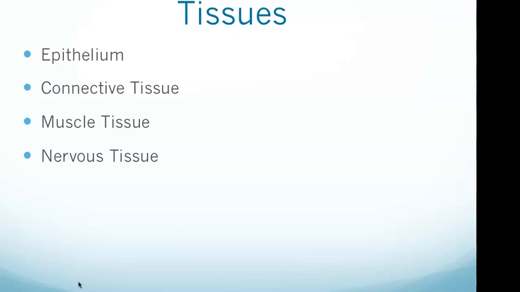Not surprisingly, with muscle tissue, it produces movement. You do need to know that the three types of muscle tissue are skeletal, cardiac, and smooth. And then finally, nervous tissue, we think of that as connecting to the central nervous system, provides the structure for the brain, spinal cord, and nerves.